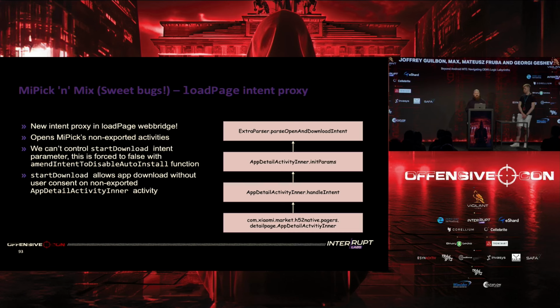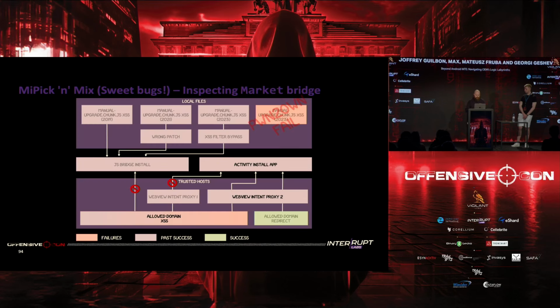The only thing is, to reach this app detail activity inner, which is the one that is installing the application, you need to control a single parameter called start download inside the intent that you're about to run. And this parameter is checked, and if you provide it, they're like, no, you don't do that. We force it to false. So yeah, we know the path we will take in a few seconds, but we can't use this intent proxy because they kind of blocked us from doing it. So we need another intent proxy without any restriction. Does it exist in this application? Kind of.